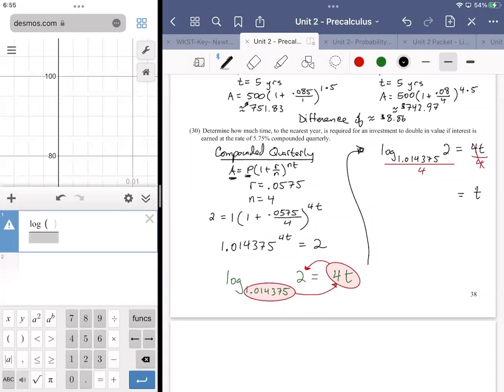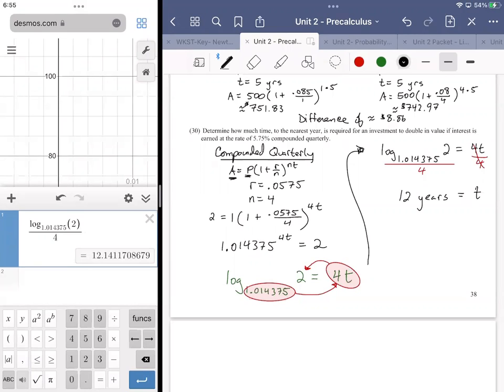So again, miscellaneous, to bring up the log with that little subscript, type in 1.014375 of 2. Close it up, put a 4 on the bottom, and we get 12.1. Let's see, anything for rounding to the nearest year. So about 12 years.